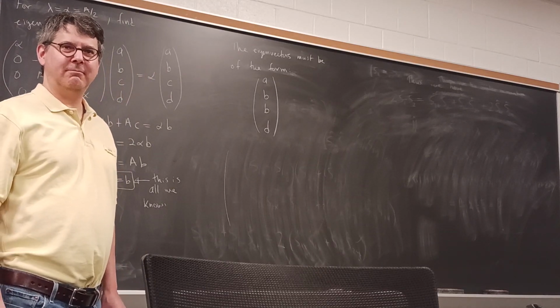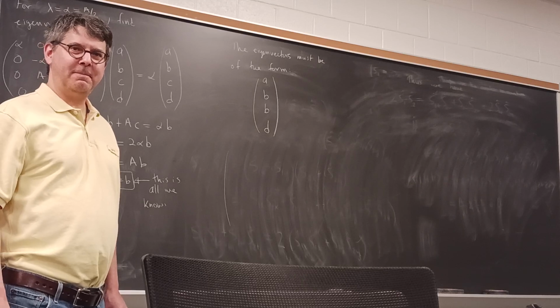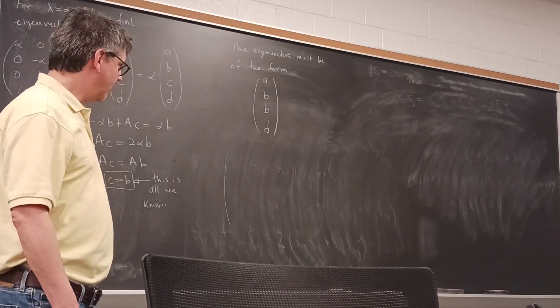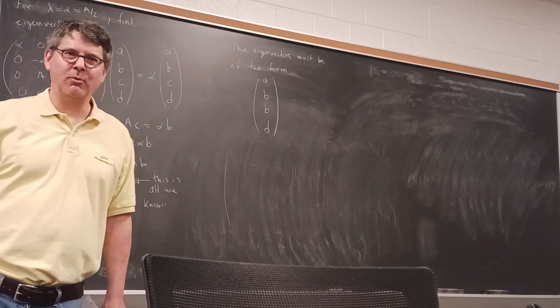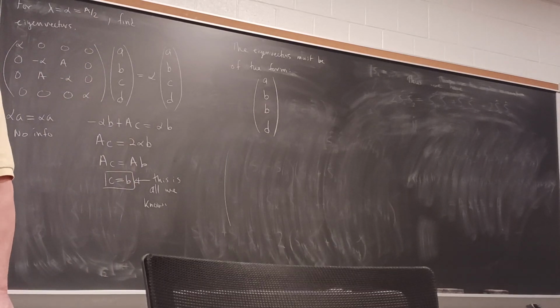Just like 1 0 0 0 1 0 0 0 1. Close, but I can't pick 1 0. I can't pick 0 1 0 0. Why can't I pick 0 1 0 0? Because the middle ones have to be equal to each other. B and C have to be equal.